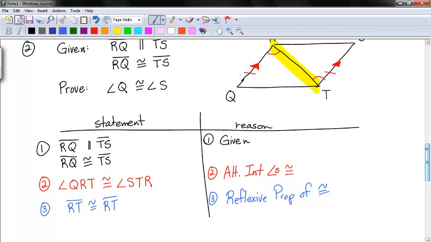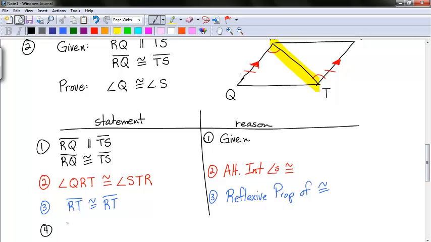Now you've got side, angle, side. So fourth one, you've got triangle QRT is congruent to triangle STR. And that was by side, angle, side. If you want to say side, angle, side postulate, like I said, I won't count it wrong if you just say side, angle, side.